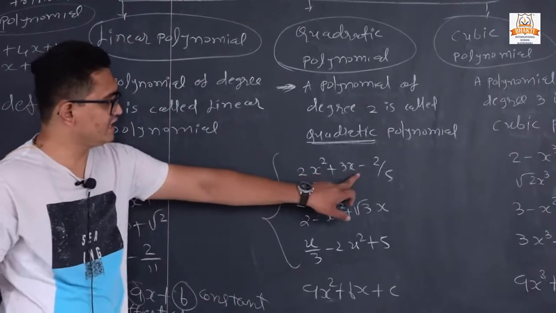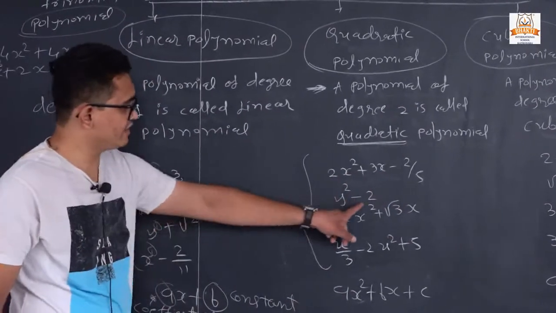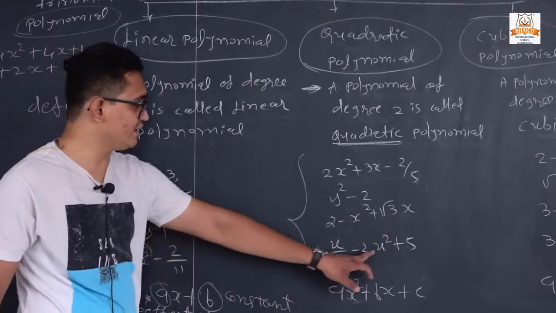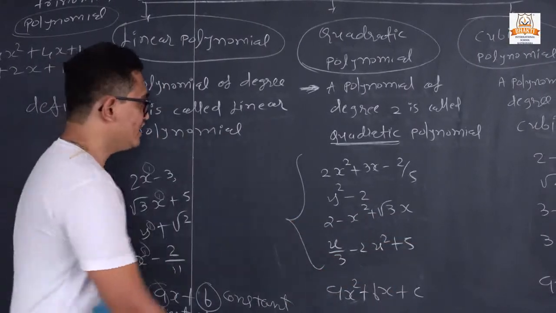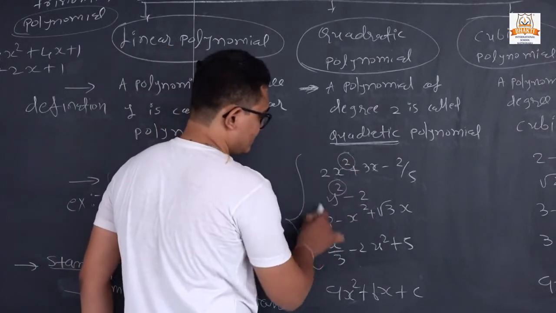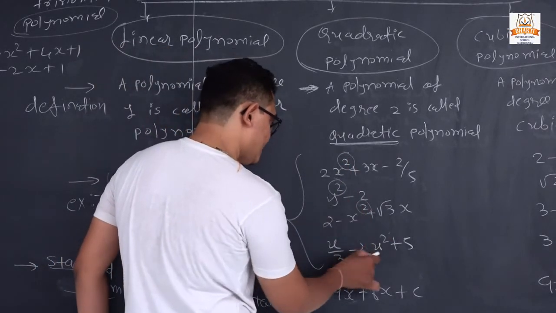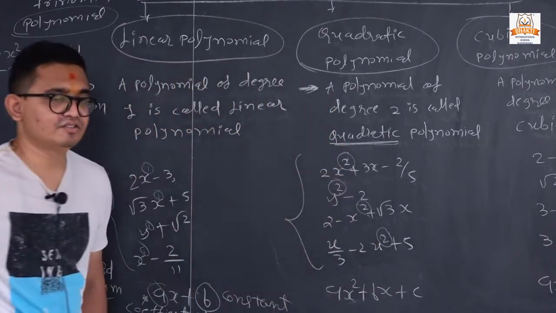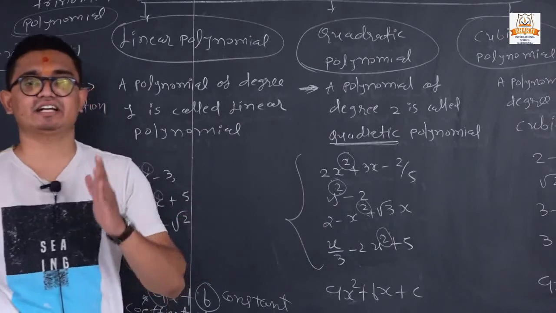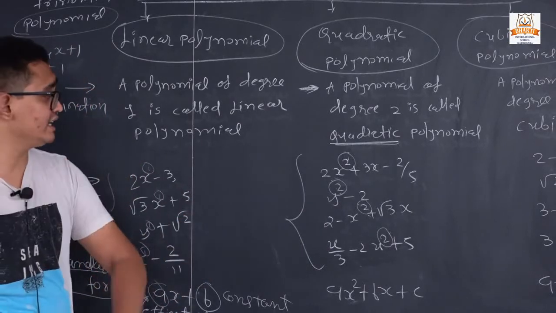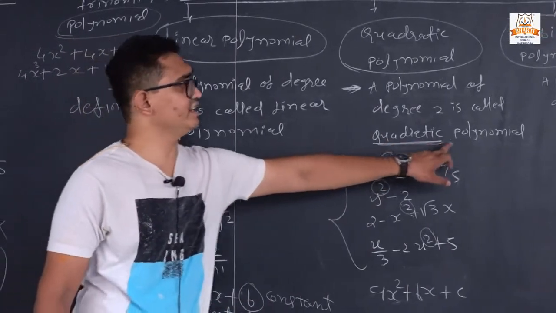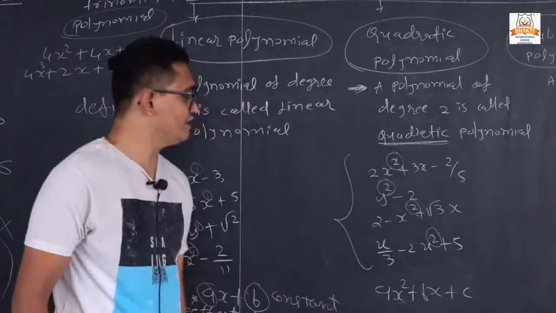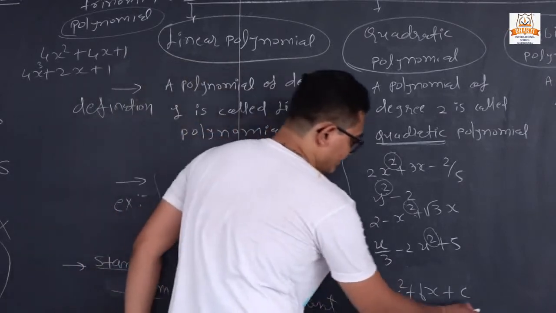See this example: 2x square plus 3x minus 2 by 5, y square minus 2, 2 minus x square plus root 3x, and u by 3 minus 2y square plus 5. In each case you can see that the maximum power is 2. So if any algebraic expression has a maximum degree of 2, it is called a quadratic polynomial.